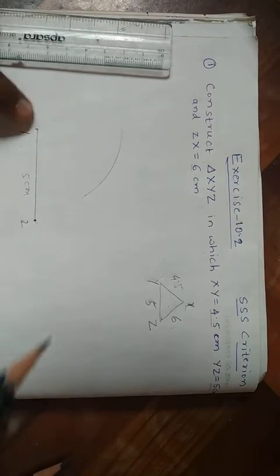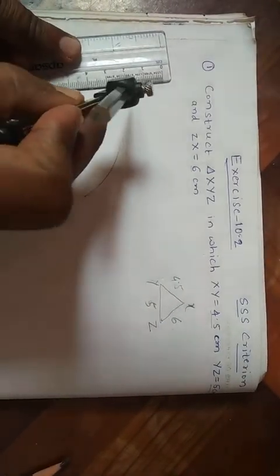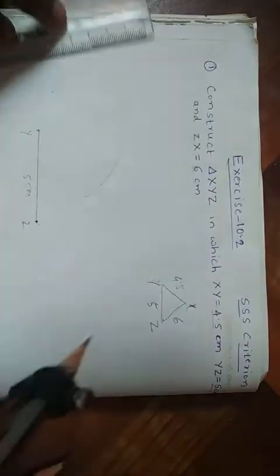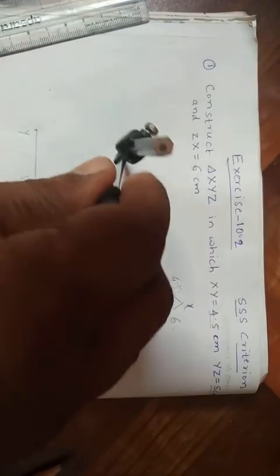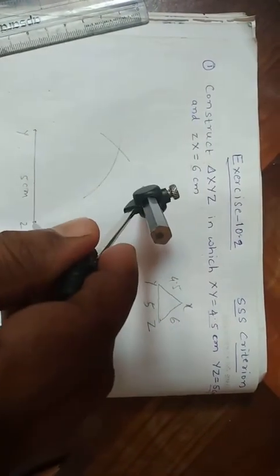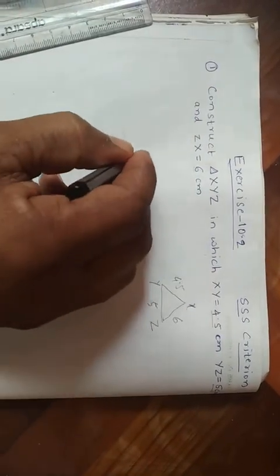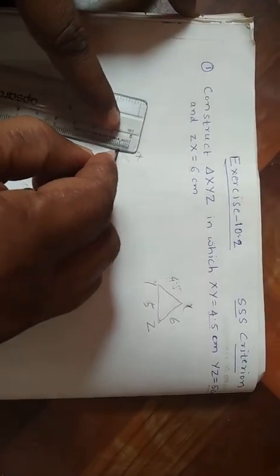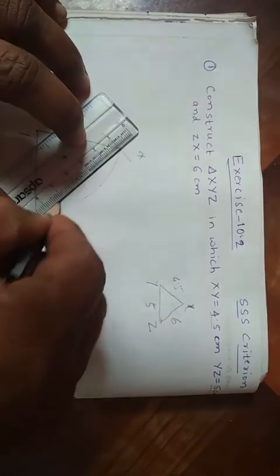Now XZ is how much? It is 6 centimeter. In the compass take the measurement of 6 centimeter, keep the needle at Z point and draw one more arc in such a way that it cuts the previous arc. Here we get one point, name this point as X. Now join XY and XZ.